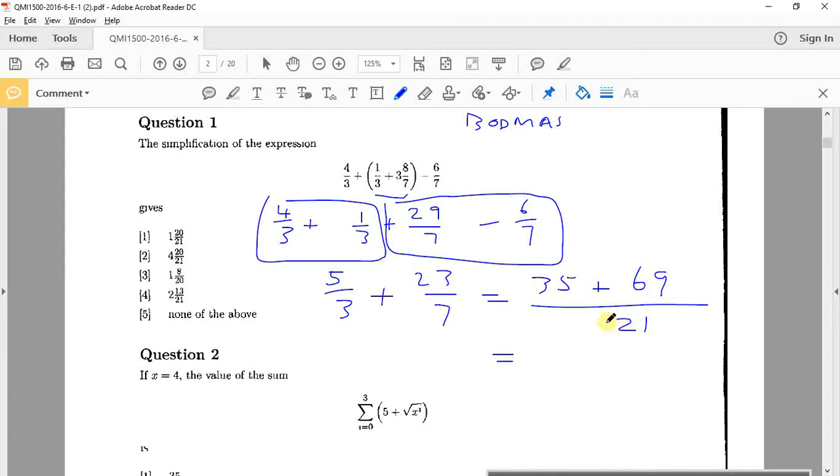69 plus 35 is, let's check that. 35 plus 69 equals 104, that is correct. So 104 over 21. That's not an option, so we need to convert it back to a mixed number. 104 divided by 21 is 4.95, so it'll be 4. 4 times 21 is 84. So 104 minus 84 is 20, and then you'll have 20 over 21. So that would be option 2.